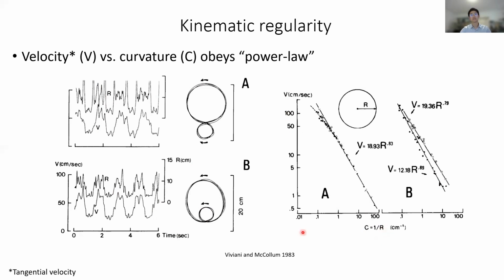And here the y-axis is the velocity. And we see, by the way, this velocity is the tangential velocity, which is measured in meter per second or centimeter per second. And here we can also do the regression of this curve. And we see this relationship is an exponential function here. And this is usually what we refer to as the power law.